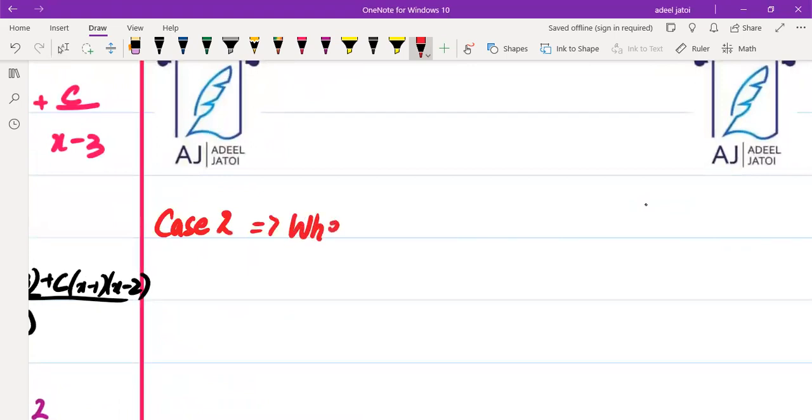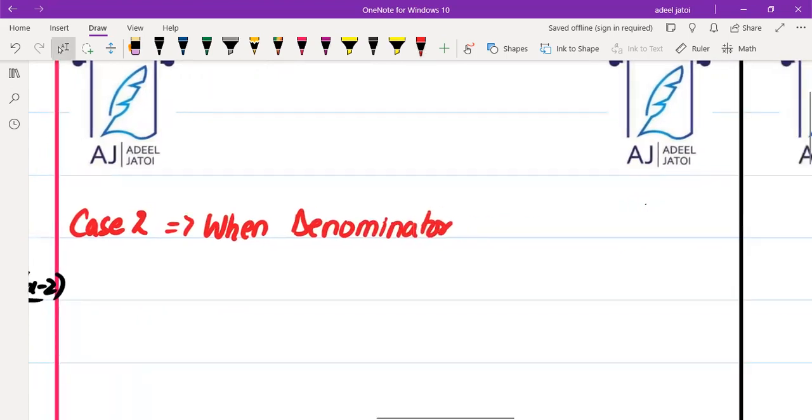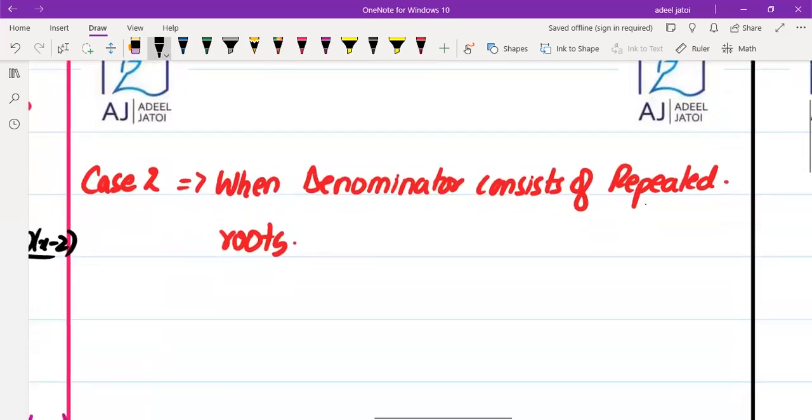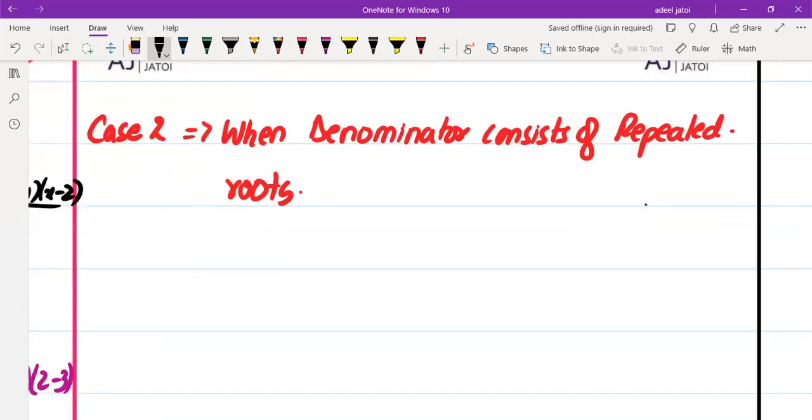When the denominator consists of repeated roots. Now, what does repeated root mean? Repeated root means that we have, let's write down an example, that is 2x minus 1 upon x minus 1 whole square. So now we see that we have a square over the bracket.